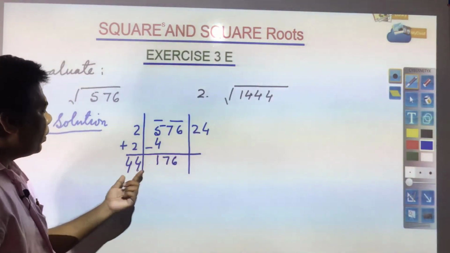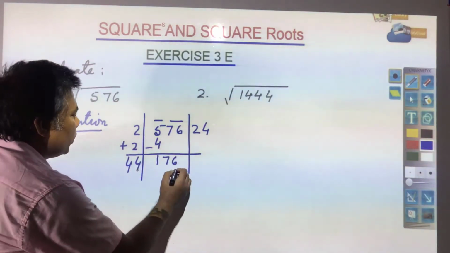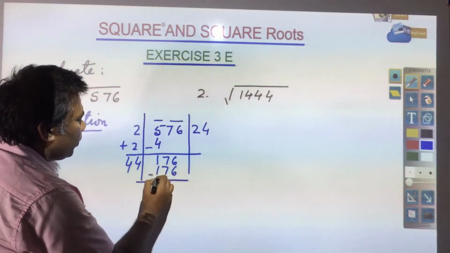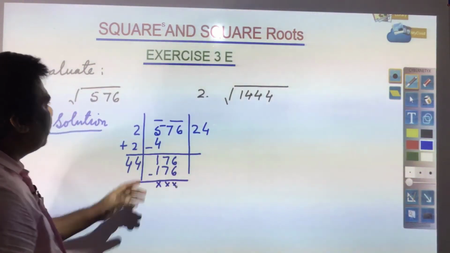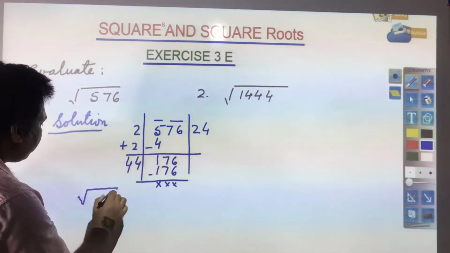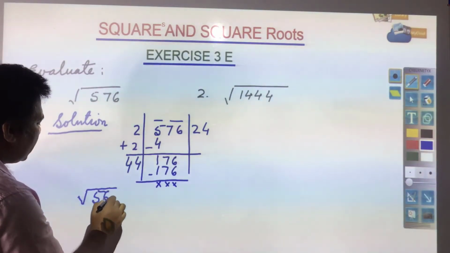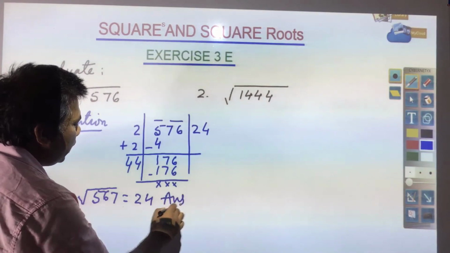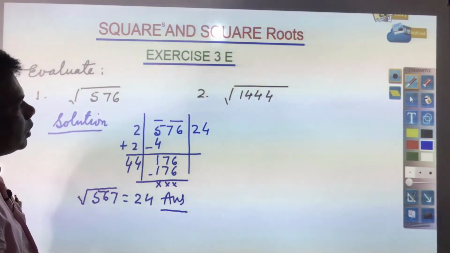By 4 if you are multiplying 44, you will get 4 times 4 is 16, 1 you have, 4 times 4 is 16, 1 is 17. If you are subtracting, you will get 0. It means the square root of 576 is equal to 24 and this is your answer. In this way, this is required to be solved.